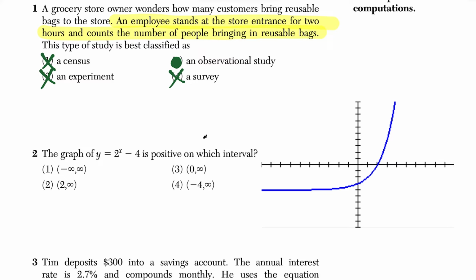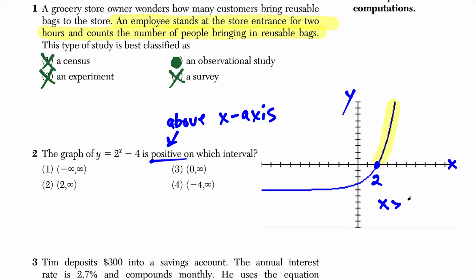Now that we have a graph of the function, if we want to look for where the graph is positive, we want to look for where the graph is above the x-axis. If we look at this graph, notice at x equals 2, the graph reaches a height of 0. That's when the graph is on the x-axis. And if we look to the right, notice this part of the graph is above the x-axis. So this occurs when x is greater than 2.